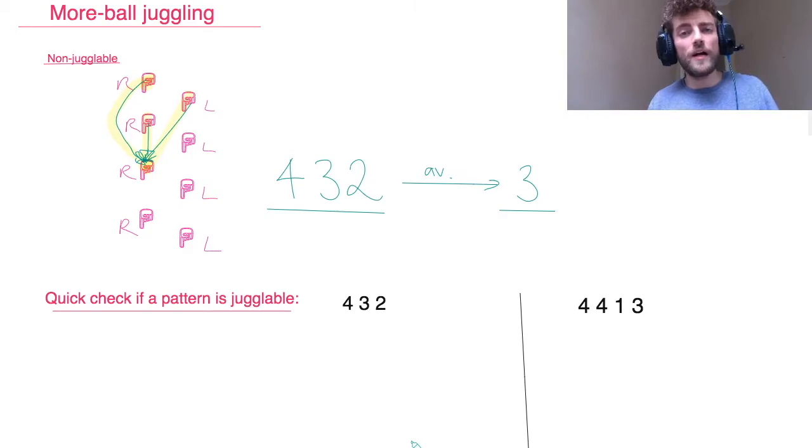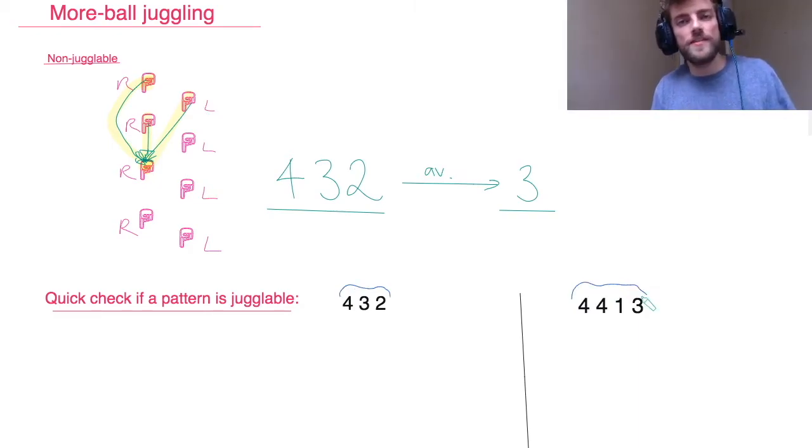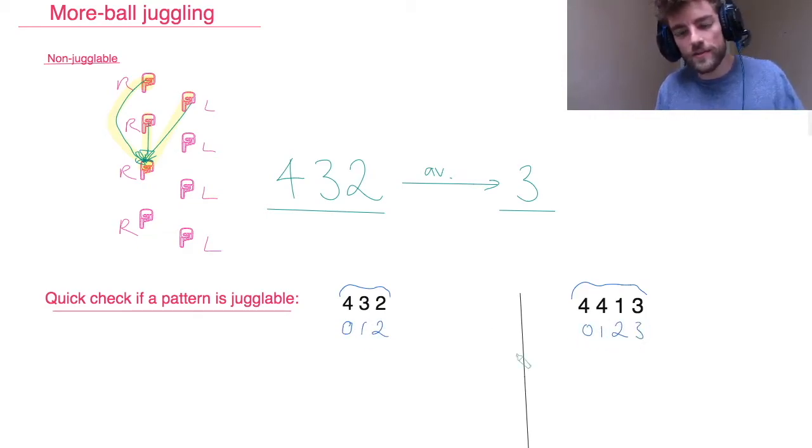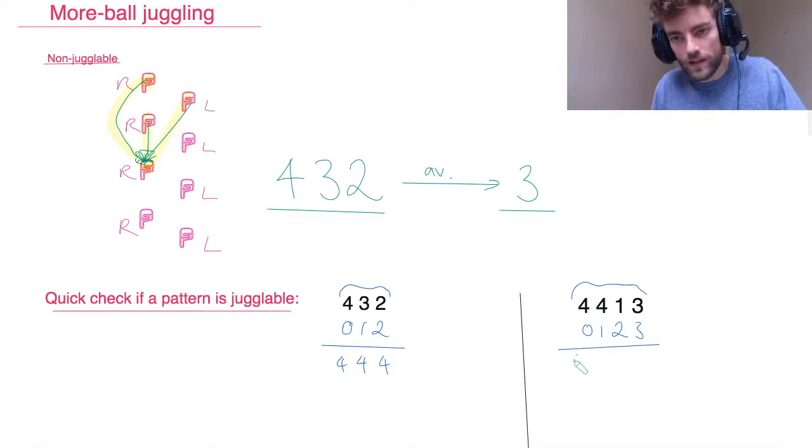Here comes a really cool algorithm that we can use to check if a sequence of numbers is juggleable. So I've written 2 sequences on the screen. 432, which we've already seen above, is not juggleable, and 4413, which we saw earlier in the video, is juggleable. I need to generate a test sequence for each of these, and I generate that test sequence by writing the integers beginning at 0 in ascending order under each of the sequences, and I add those to the sequence. So 4 plus 0 is 4, 3 plus 1 is 4, 2 plus 2 is 4, and over here I get 4, 5, 3, and 6.